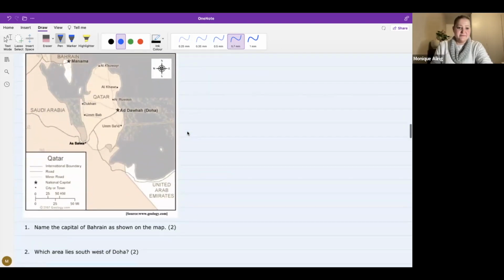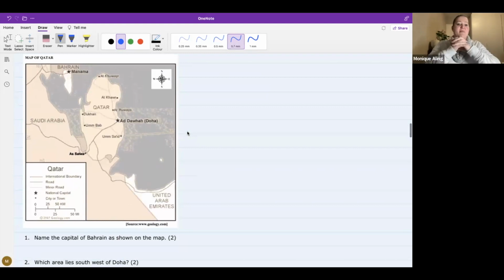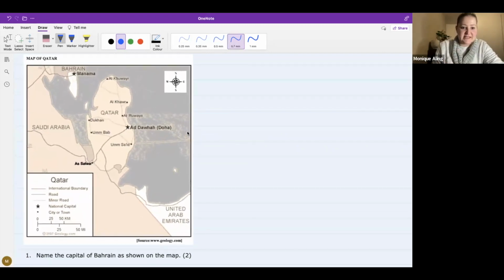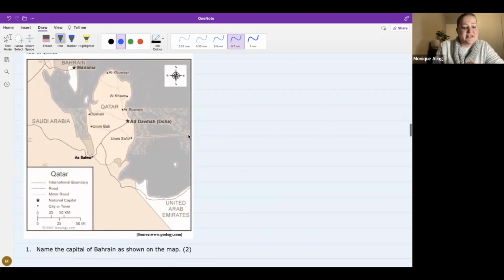Okay. So we're looking at a map of Qatar. They have given us some compass directions. There's a scale there. They've told us the different roads in this map. And we can see some cities and capitals. So the first question says, name the capital of Bahrain as shown on the map. Capital of Bahrain. So it's just a simple read of the map question. What do you guys see?